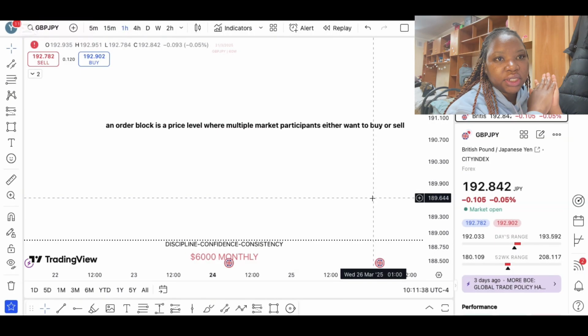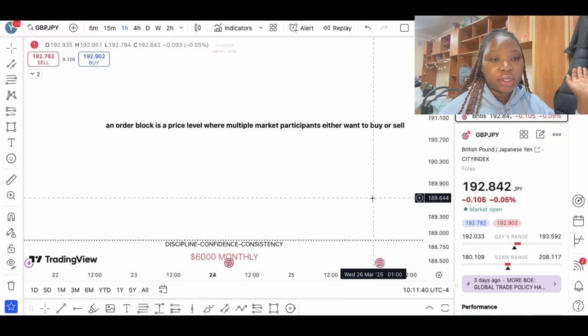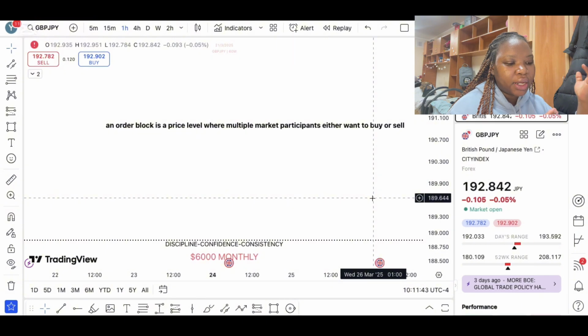So I'll take you to my chart right now, and together we are going to identify order blocks, we are going to identify fair value gaps, and we are going to talk about how to trade on these areas. So let's go to my chart right now. Now first we are going to start by talking about what an order block is. An order block is a price level where multiple market participants are either trying to buy or sell.